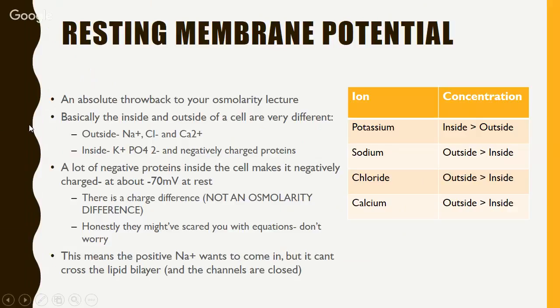So basically, this is what you kind of need to know, yeah? Outside the cell, you have Na and Cl, and you have calcium. Inside the cell, you have potassium, you have phosphate ions, but don't worry about them. They're not relevant to you at this point, at least, or me. And then you have a lot of negatively charged proteins, yeah? The negatively charged proteins are what holds a lot of the potassium inside.